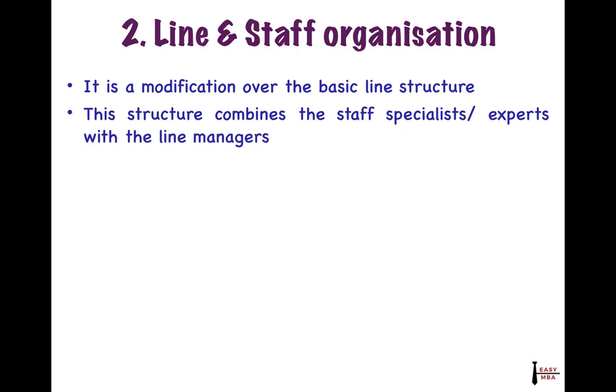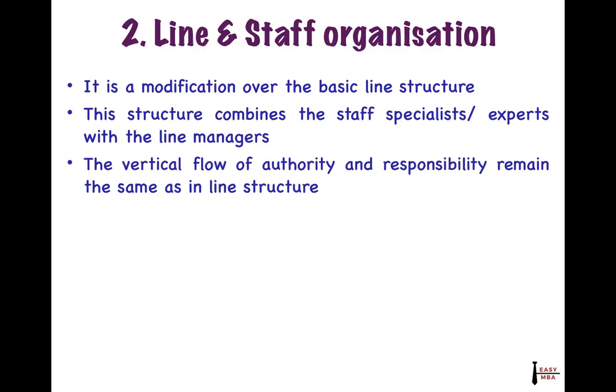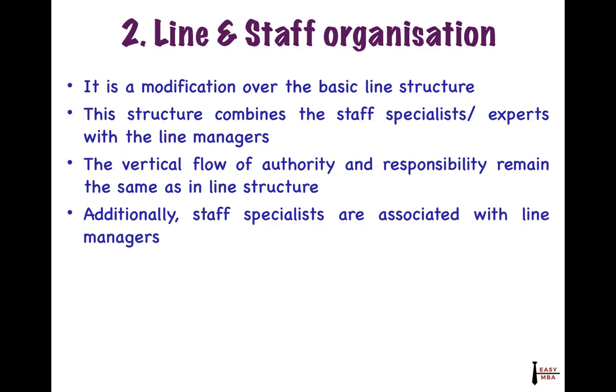This structure combines staff specialists or experts with the line managers. So line managers perform their duties, but in case they require some specialization or experts in certain fields, they can take the help of the staff specialist. The vertical flow of authority and responsibility remains the same as in line structure. That is, authority flows from top to bottom and responsibility flows from bottom to top. That kind of vertical structure is the same as in the case of line organization.